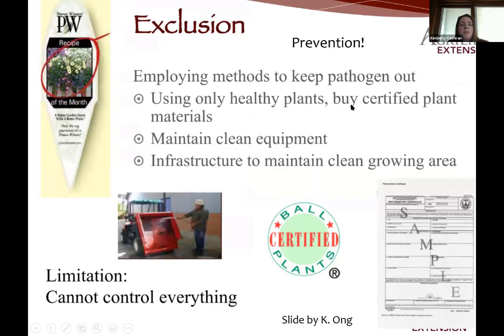So the key here is cleanliness and being very careful with what you bring into your garden, and just be mindful of that. The limitation is you can't control everything, especially with diseases that are airborne and can be blown in on the wind. So, you know, we just do the best we can. And it usually does at least make a little bit of a difference there.